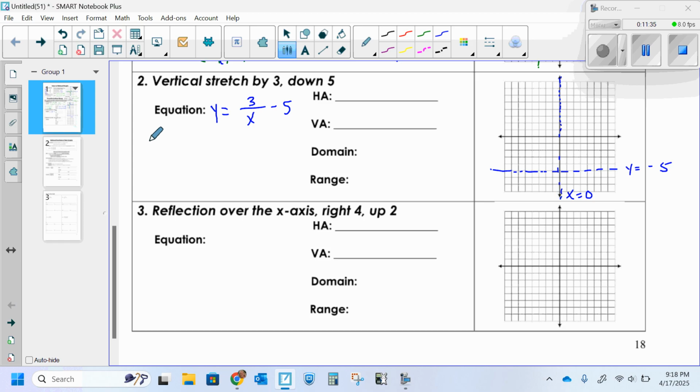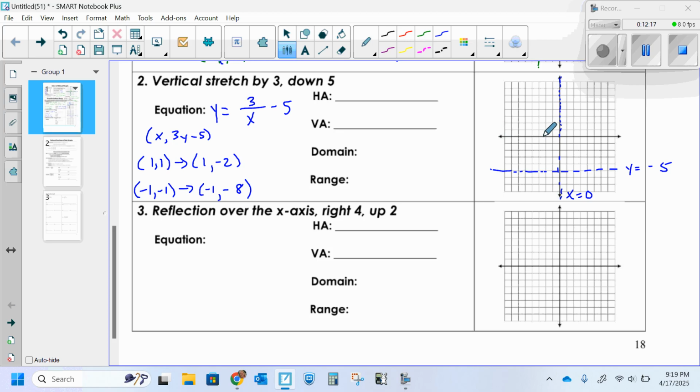Okay, so let's talk about what's happening here. Nothing is affecting the x values. This 3 is a vertical stretch. It's affecting the y value. So x stays the same, and then you're going to multiply your y by 3, down 5. So you're going to take your 1, 1, and your -1, -1. Your x value stays the same, but now you multiply the y value by 3, subtract 5. So 1 times 3 is 3, minus 5 is -2. -1 times 3 is -3, minus 5 is -8.